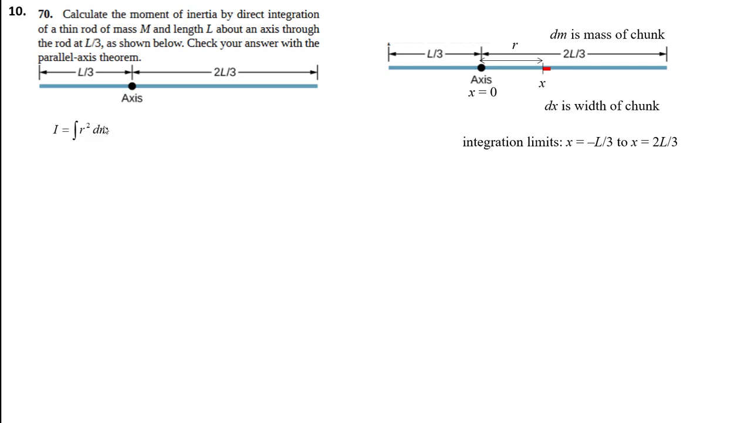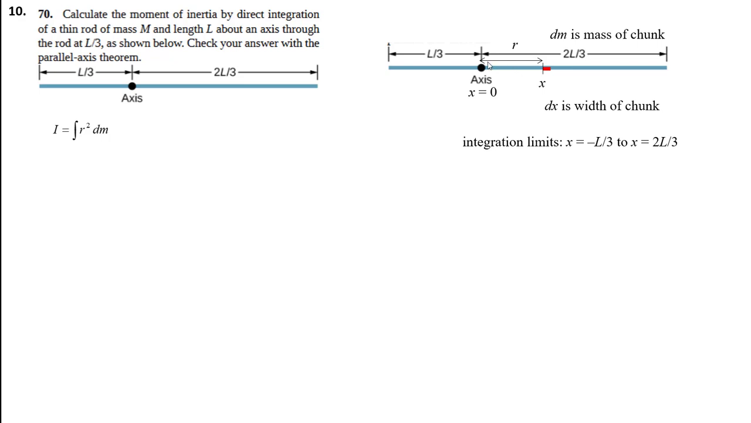Also, we're going to need to get rid of the dm and write it in terms of dx, where dx is the width of that chunk. So first, let's look at r. R is the distance from the pivot point to the chunk. X is the x position of the chunk. How are those two values related to each other?